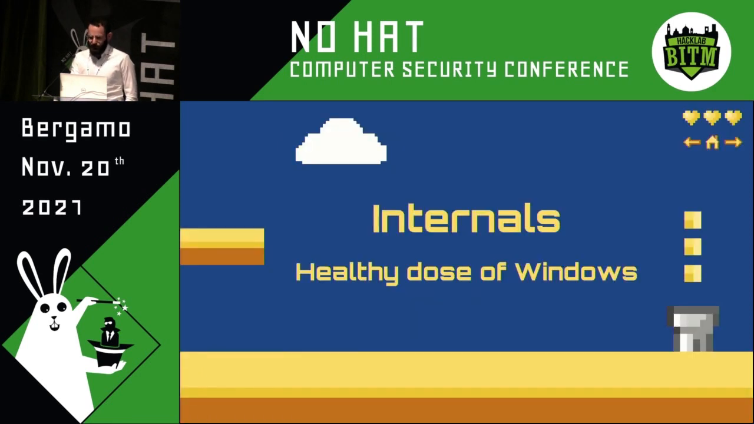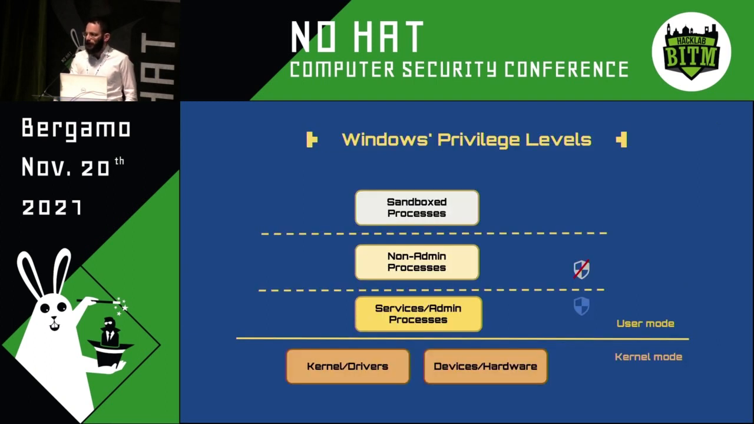So let's go to some Windows internals, and this is the world we are living in. You can find this slide probably in any Windows privilege escalation talk, and it showcases the different privilege levels, the trust levels that you have on Windows. We start either in a sandbox application or in a non-admin process, and our goal is to run code either in the kernel, that's the best case, or in an admin process or a service. And in this case, our attack vector is drivers.